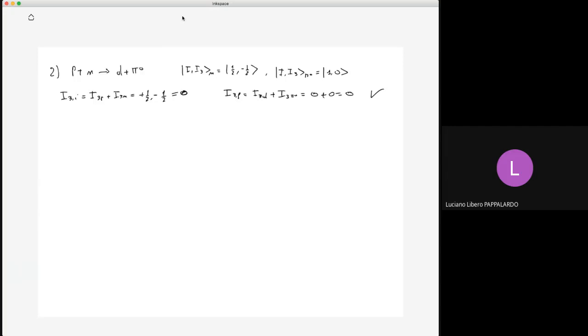Let's now calculate the total isospin. So for the initial state, we have I proton minus I neutron.